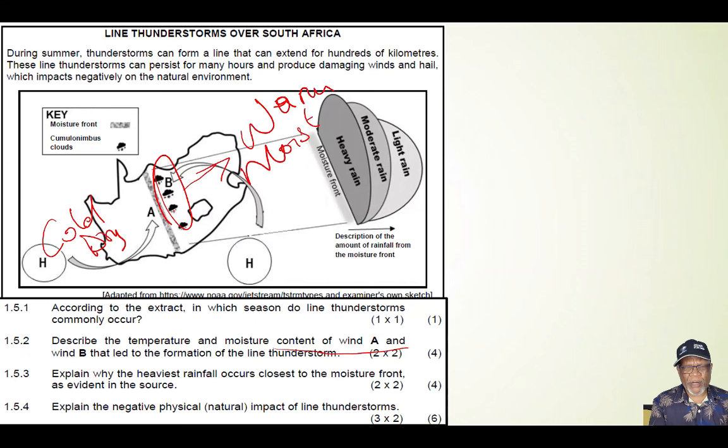And then why are we going to have rainfall closer to the moisture front? Because that is where condensation is taking place. That is where there is a high level of condensation. That is where we have more moisture. But when you're moving away, then the moisture is also going to decrease. So these are just the common sense questions that one must learn. It's application of knowledge.